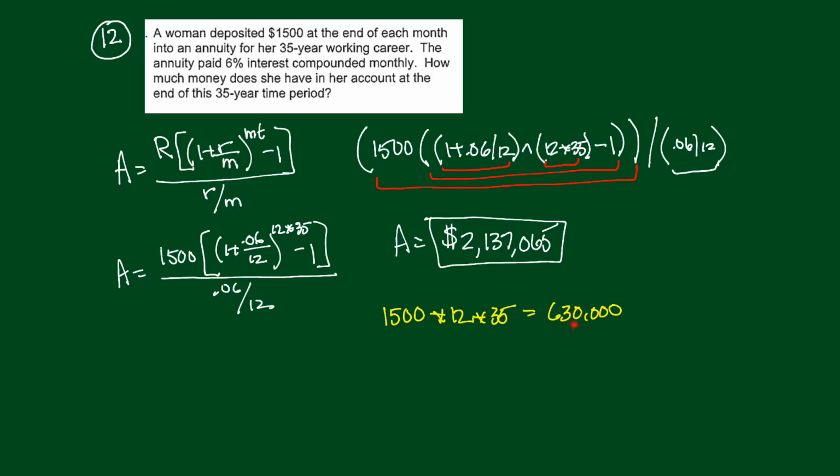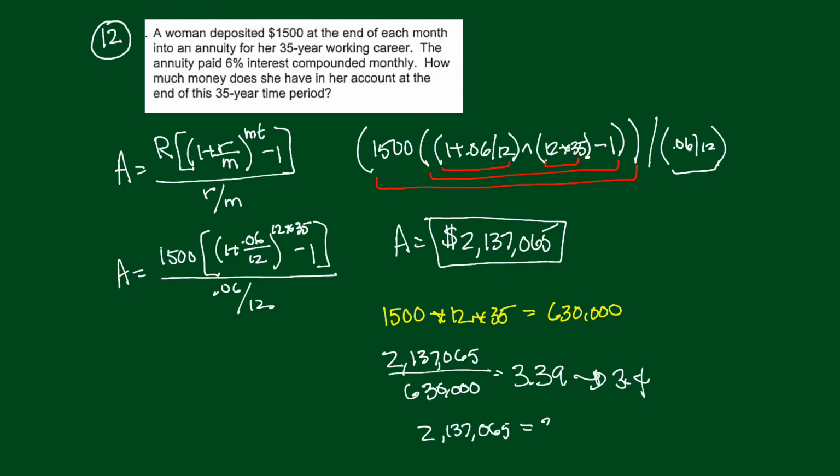And then just to make a comparison, how does 630,000 and 2,137,000 compare? All right, so here's what we could do. We can compare like this. If we take 2,137,065 and divide it by 630,000, that's about 3.39, really about 3.4. And what that says is that $2,137,065 is about 3.4 times as much as 630,000.